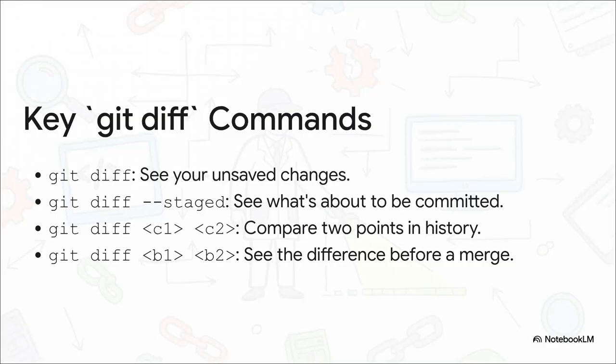And this is what makes diff so incredibly useful. You can check your own work before you even save it, you can prevent bad commits by reviewing your staged files, and, this is the big one, you can compare 2 production versions to see every single change that went live. That last one is just invaluable for hunting down bugs in production.